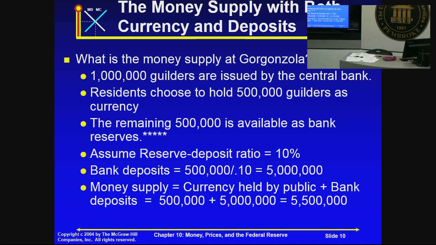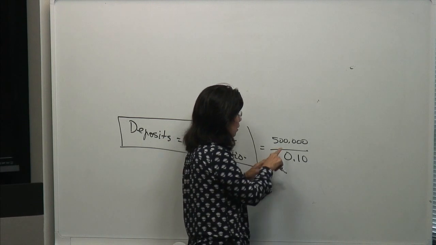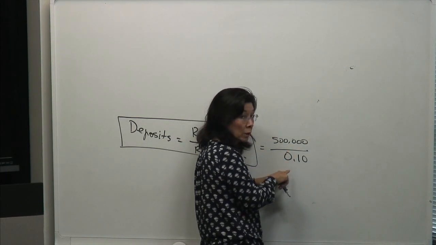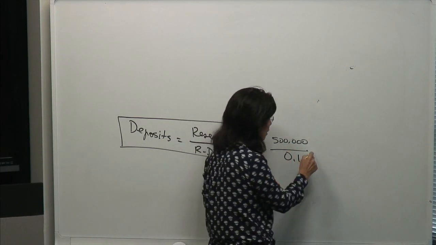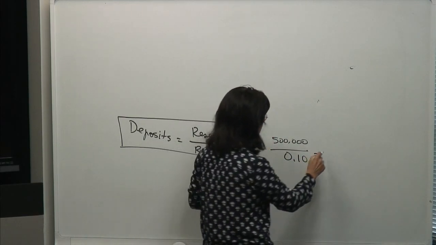If you apply this equation, bank reserve is 500,000, so all that I do is write 500,000 up here. The RD ratio is 10%. Please do not write 10 here. You have to use decimal places, which means 0.10. Got it? So 500,000 divided by a number less than 1, you would expect this number to be big, which in this case it is.